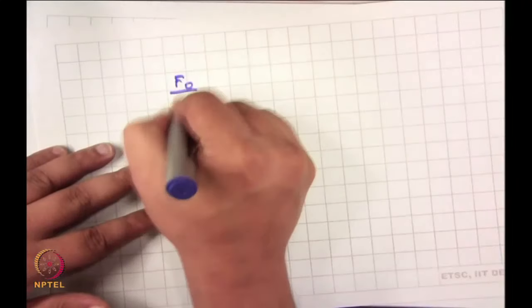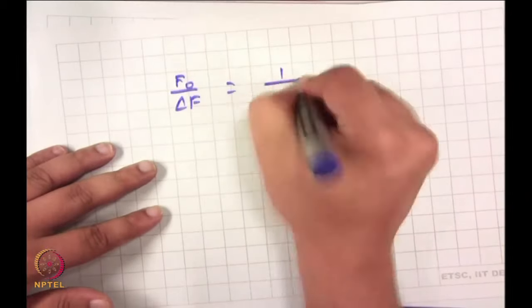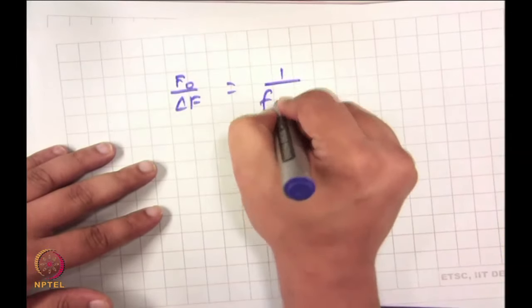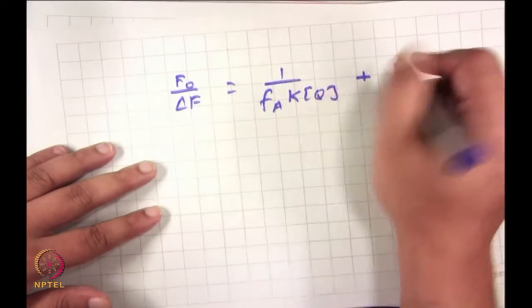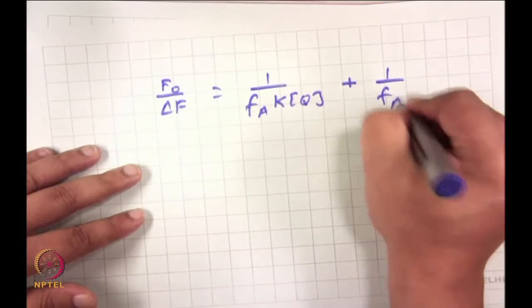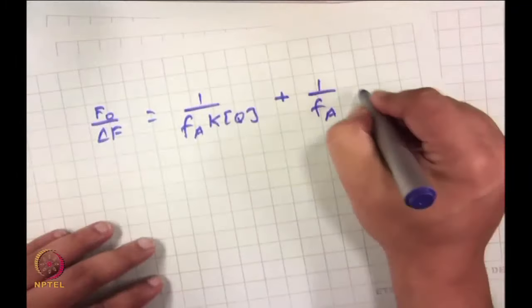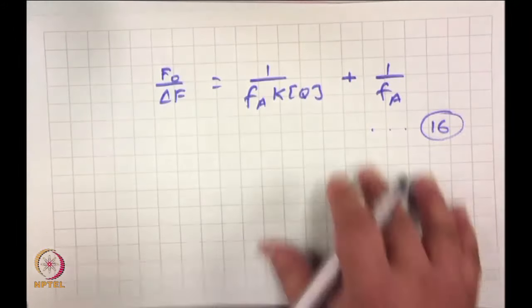So, now going further using this equation, what I can write is, F 0 by delta F is equal to 1 by F A times K concentration of Q plus, now you can see we already have 1 by F A, right. So, let this be equation number 16. This is commonly referred to as the Lehr's plot.